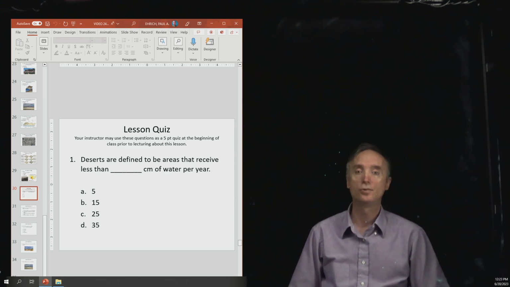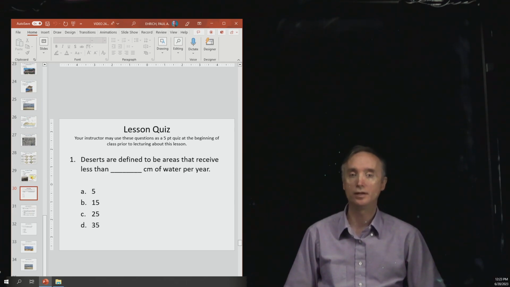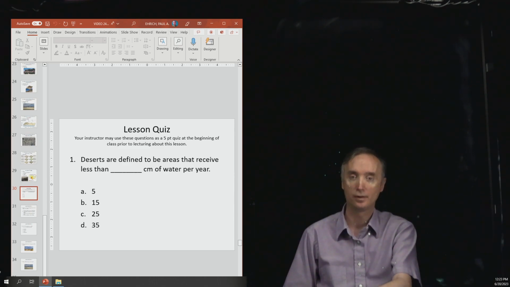So let's now take a quiz over what we've learned about deserts. Question number 1, deserts are defined to be in areas that receive less than how much water per year? And the answer is C, less than 25 centimeters of water per year.